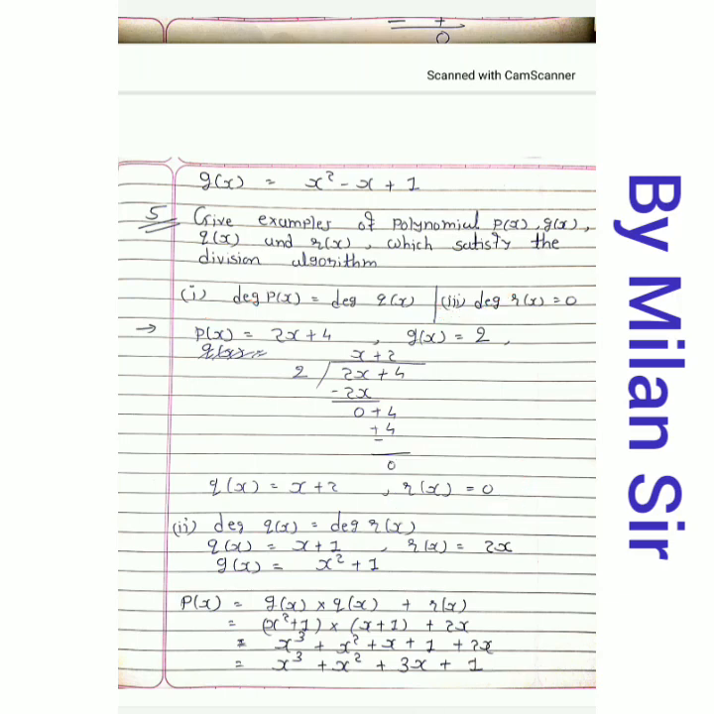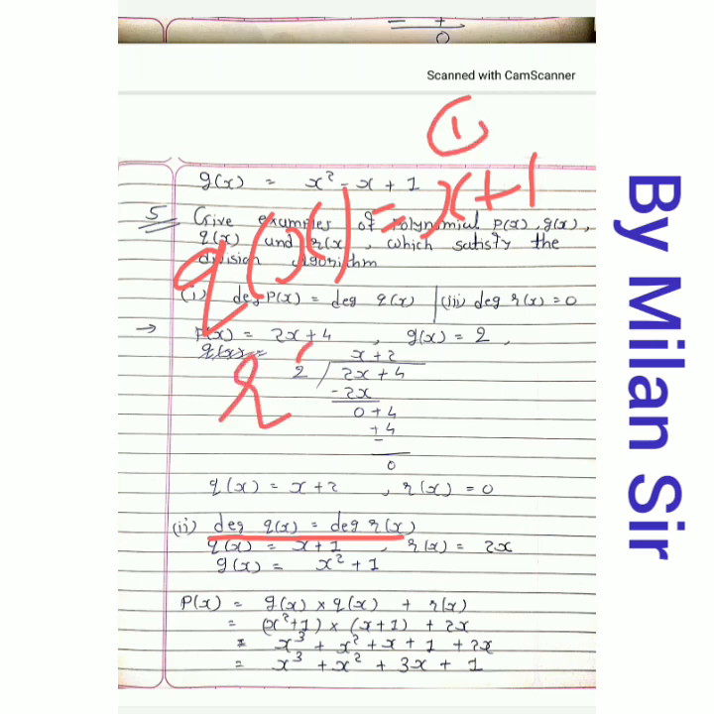Now the second condition: degree of q of x is equal to degree of r of x. So you select any polynomial as your q of x, a random polynomial. Here I am taking q of x equal to x plus 1. You can take any polynomial, right? Now what is the condition? Degree of q of x is equal to degree of r of x. Here the degree is 1, so your r of x must be of degree 1. So select any random r of x which has degree 1.